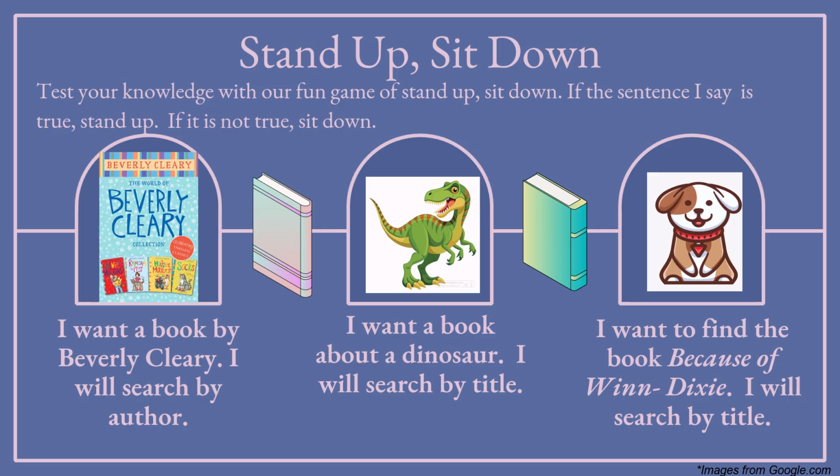Now that we have learned the 3 main ways to search for a book in our library catalog, let's review with a game. If the sentence I say is true, stand up. If it is false, sit down. I want a book by Beverly Cleary. I will search by author. Are you standing? Good job.